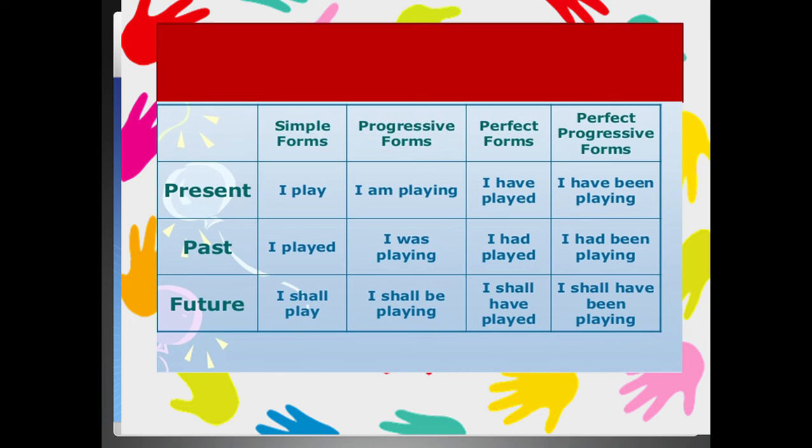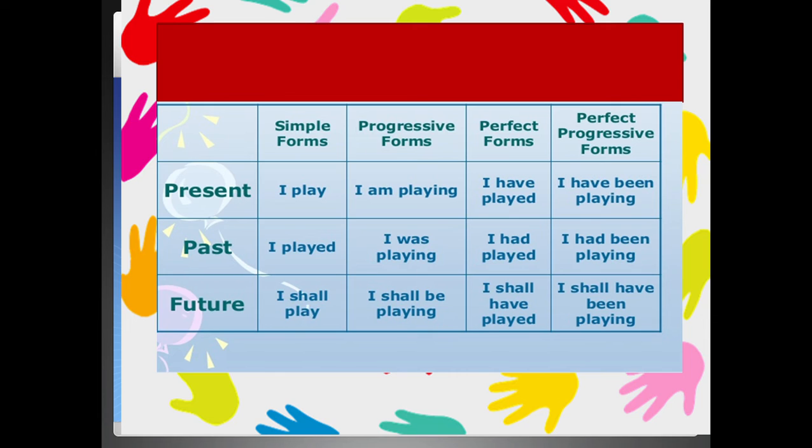Simple past form. I played. Past progressive form, I was playing. Past perfect form, I had played. Past perfect progressive form, I had been playing.